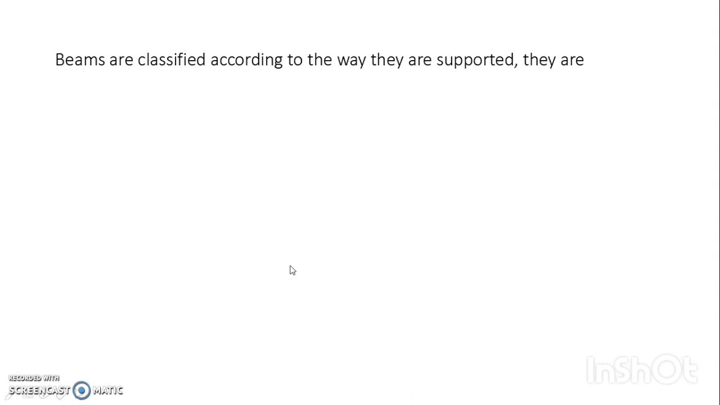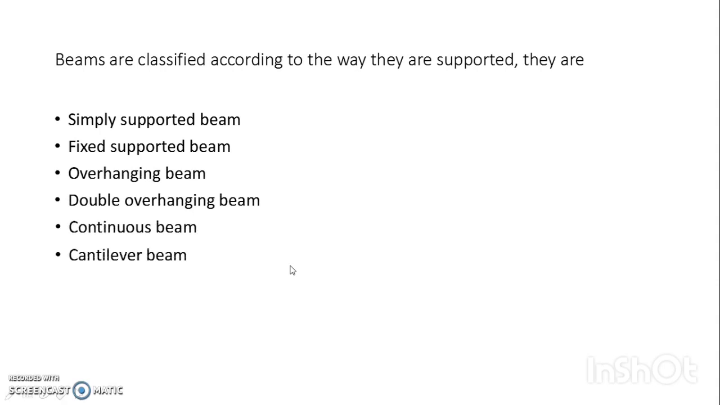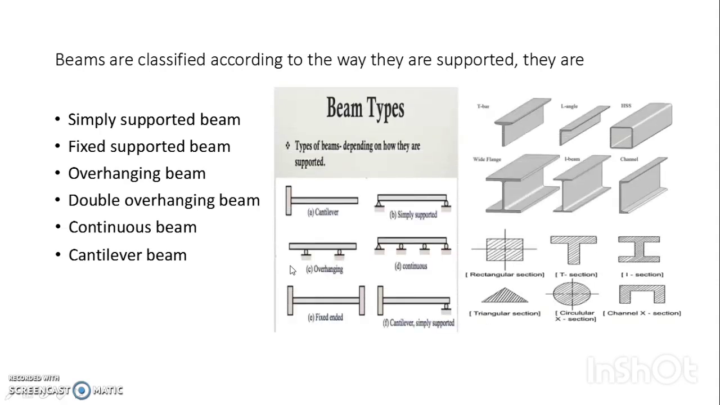Beams are generally classified based upon their support conditions. They are simply supported beam, fixed supported beam, overhanging beam, double overhanging beam, continuous beam, and finally cantilever beam. This is the illustration diagram of how the various types of beams will appear.